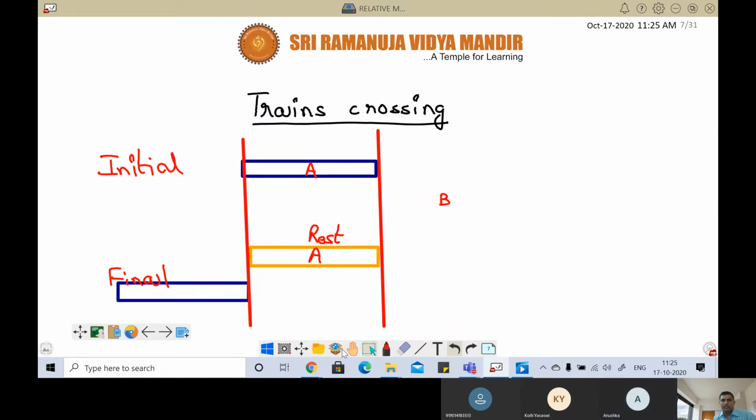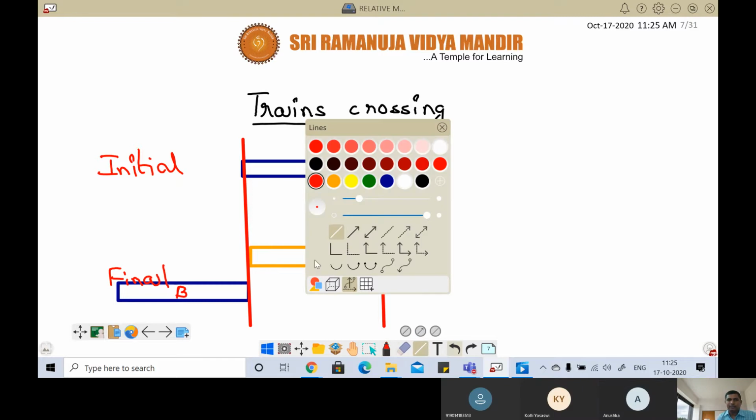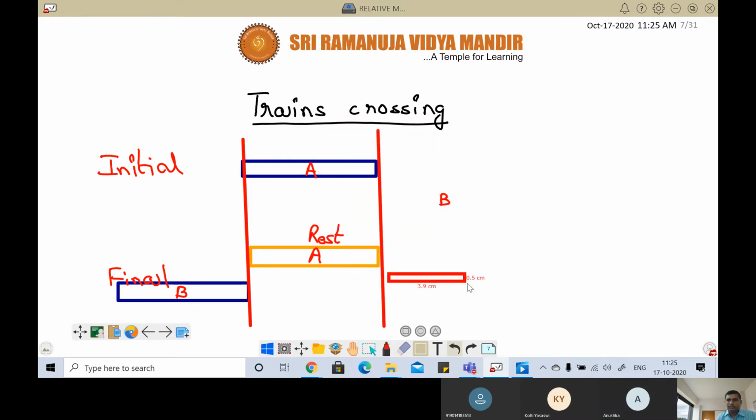Now train B has crossed train A. So originally, where is the train? Originally the B train was here, correct? So this is the engine of B train, please remember. And now, in the final position, the engine of B is here.